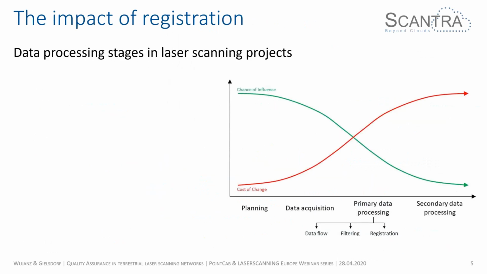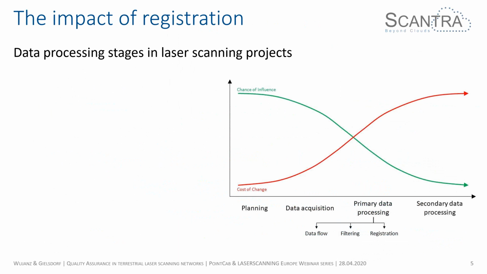So why is registration so important, or why is it so dangerous in general? You can see this is the project plan, or the processing chain, of the laser scanning project. Traditionally, or hopefully, you've performed some planning before. Then you start data acquisition. Then you start primary data processing. That includes three steps traditionally.